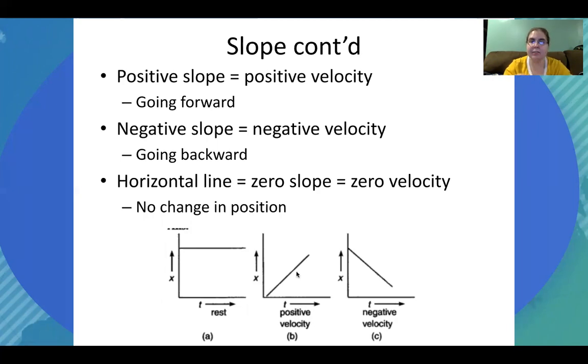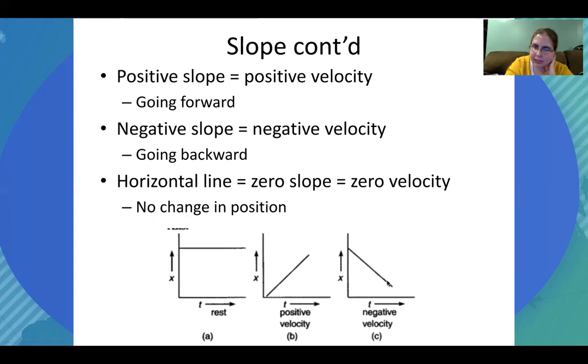When it has a positive slope, it means that there's positive velocity. And all this means is that someone is moving forward. And that makes sense because as time goes by, their displacement increases, which means they're getting further away from their starting point.